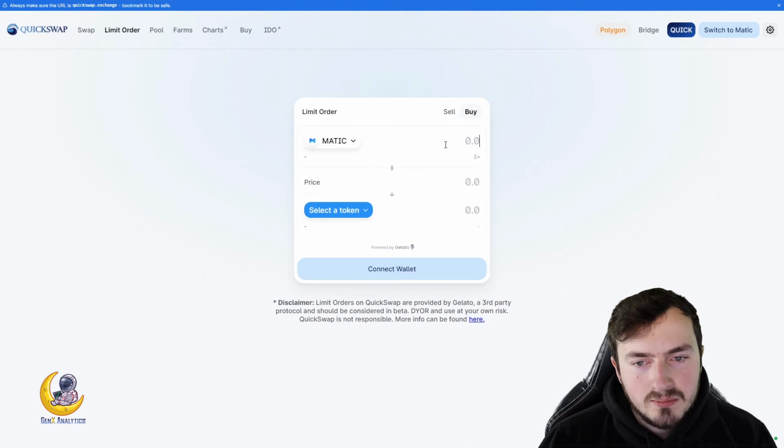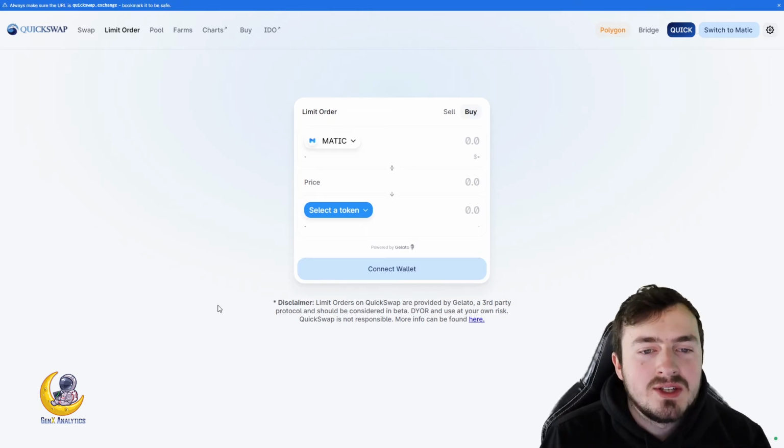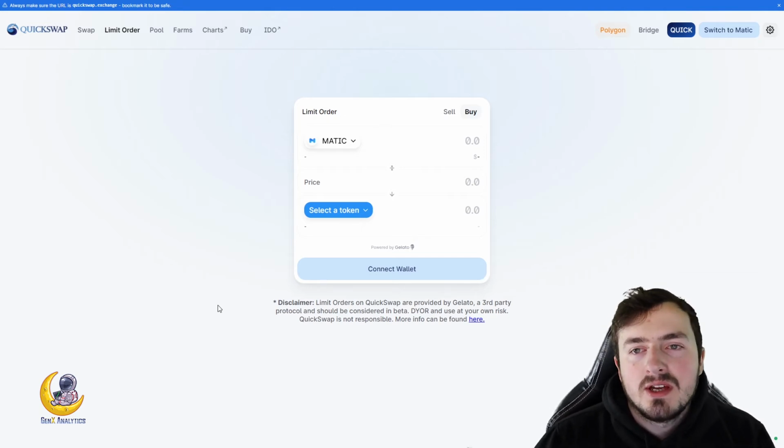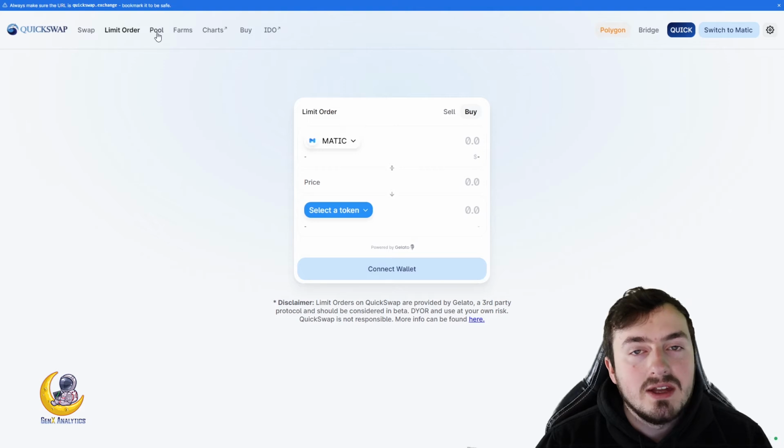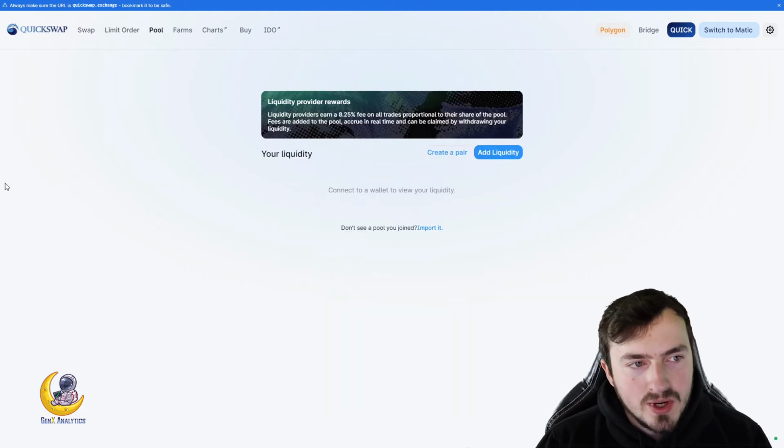But yeah, setting a limit order is really nice. This is a sell order. You can place a buy order as well. Limit orders on Quickswap are provided by a third-party protocol. Limit orders is a really nice feature to have for an exchange. I didn't actually know they had this until I just looked at the website, so that's definitely something for me to keep in mind. So you've got the pools as well. This is what most of the decentralized exchanges have. They have pools and they have farms.